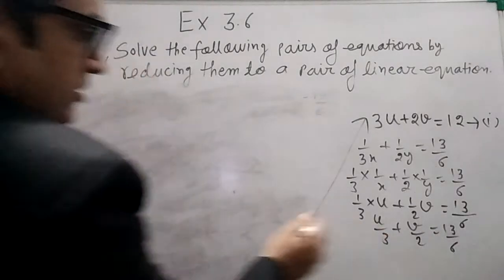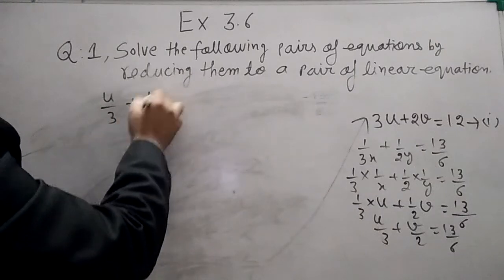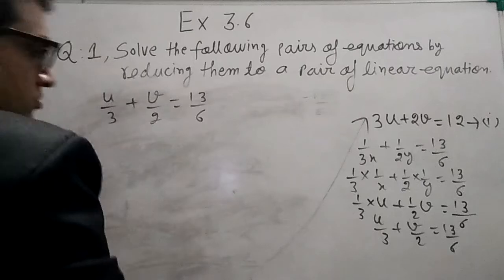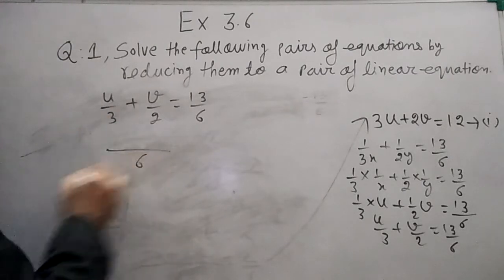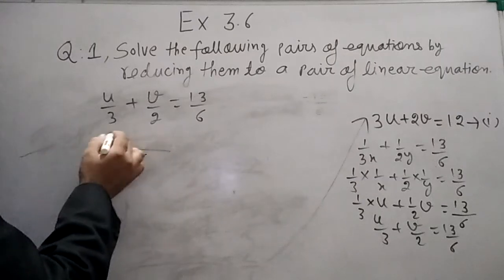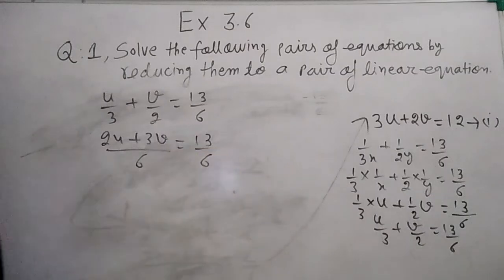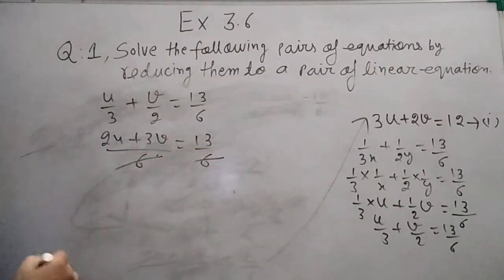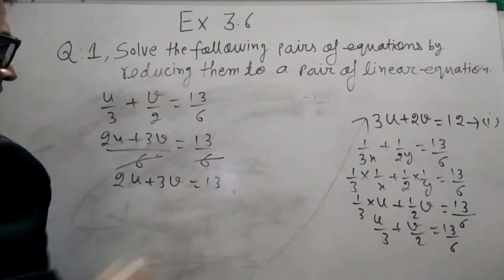Dear student, we will solve this. u upon 3 plus v upon 2, that is equal to 13 upon 6. We will take the LCM of 3 and 2. What will be the LCM of 3 and 2? That is 6. And here it will be (2u plus 3v) upon 6 equal to 13 upon 6. From both sides, 6 and 6 cancel हो जाएंगे dear student. Then we will get 2u plus 3v equal to 13.